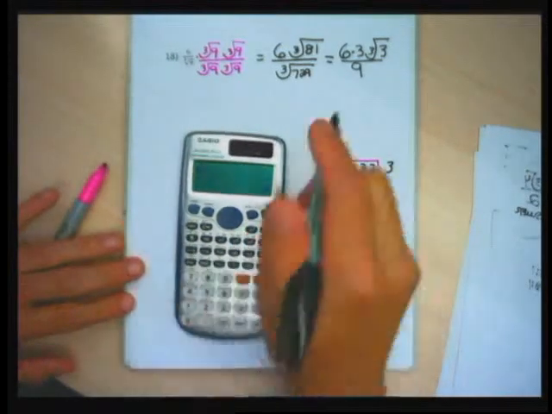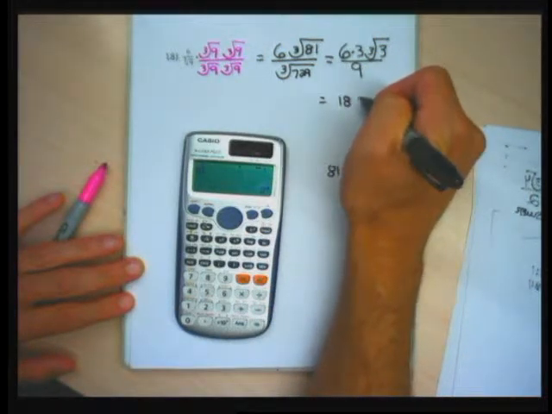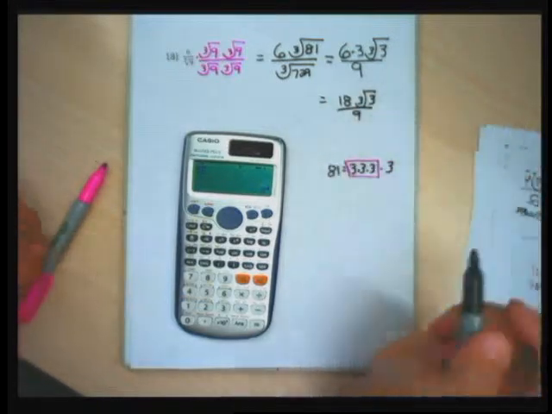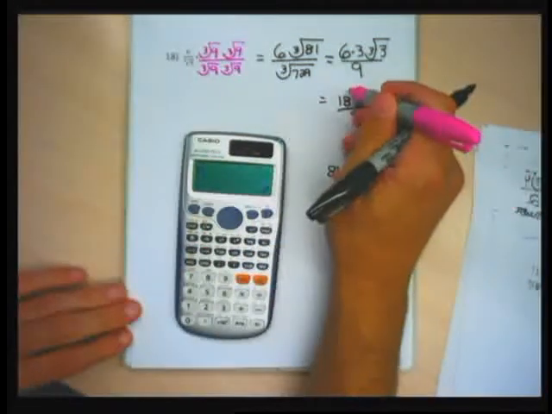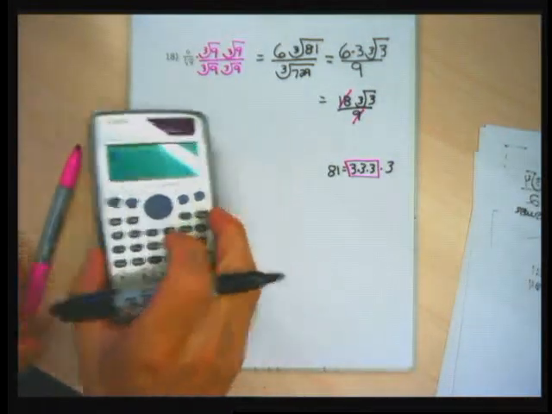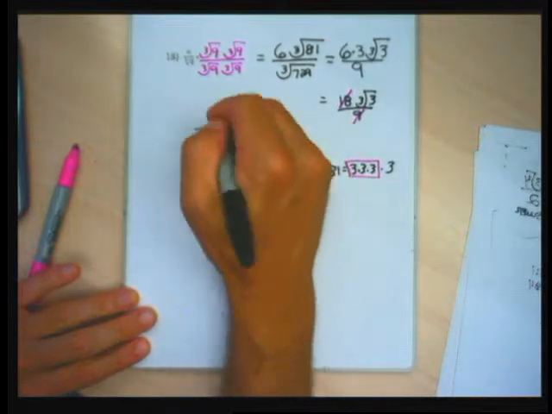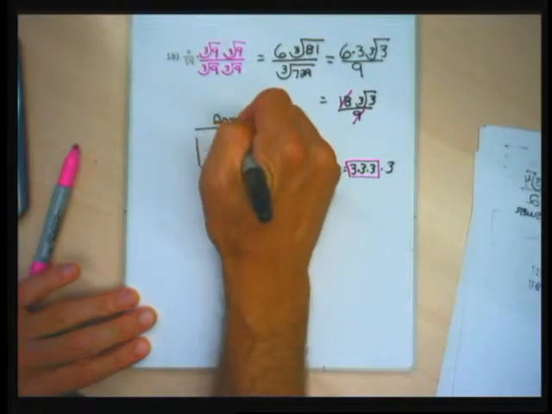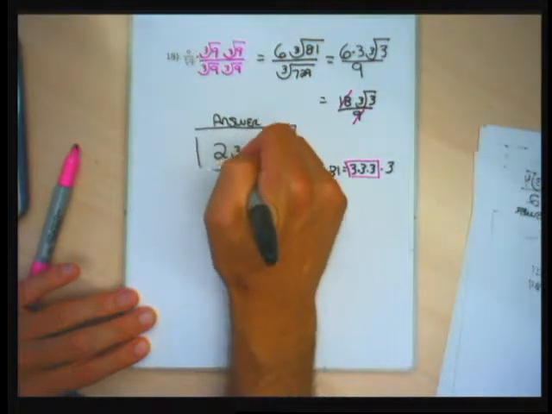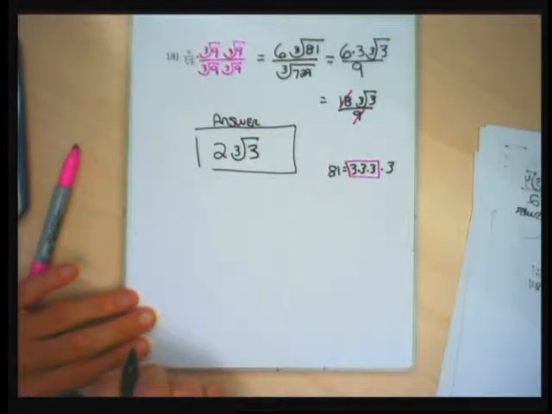And now I'm going to multiply that 6 and 3 that are outside the radical, and I get 18 cube root of 3 over 9. The 18 and the 9 are reducible because they're both outside a radical. The 18 turns into a 2, the 9 turns into a 1, so my answer doesn't have to be a fraction. So my answer for problem 18 is going to be 2 times the cube root of 3, because 18 reduces to a 2 when you cancel with a 9.